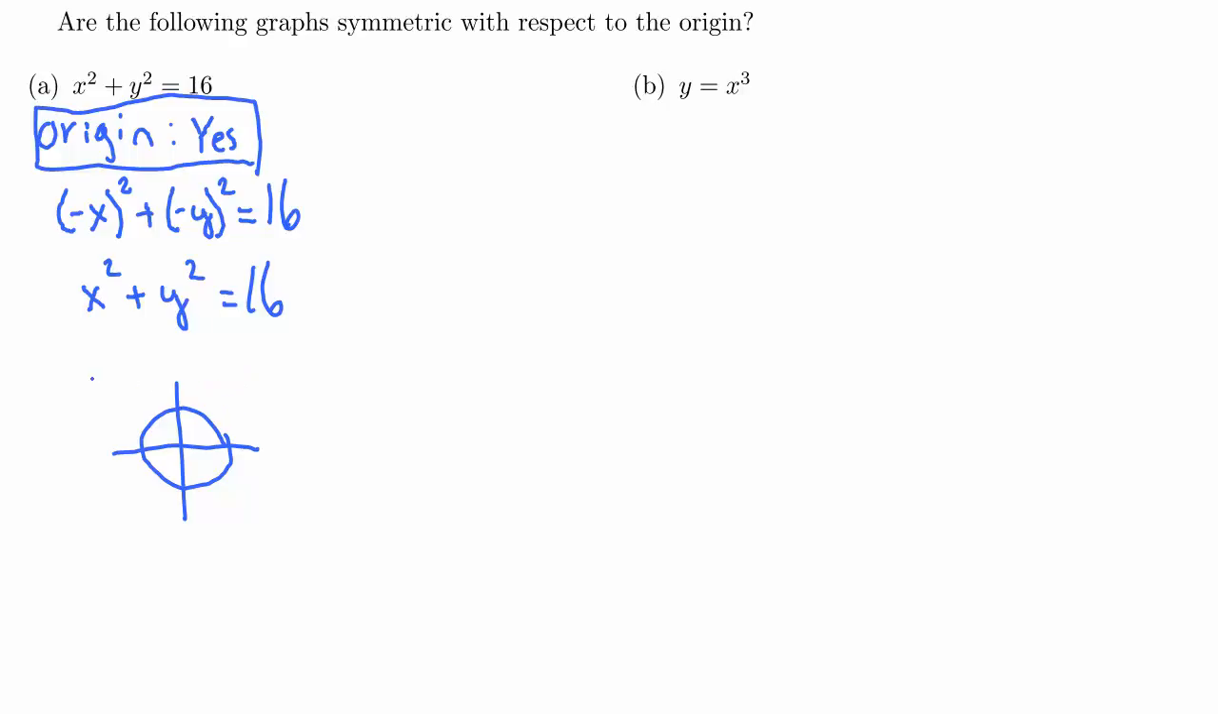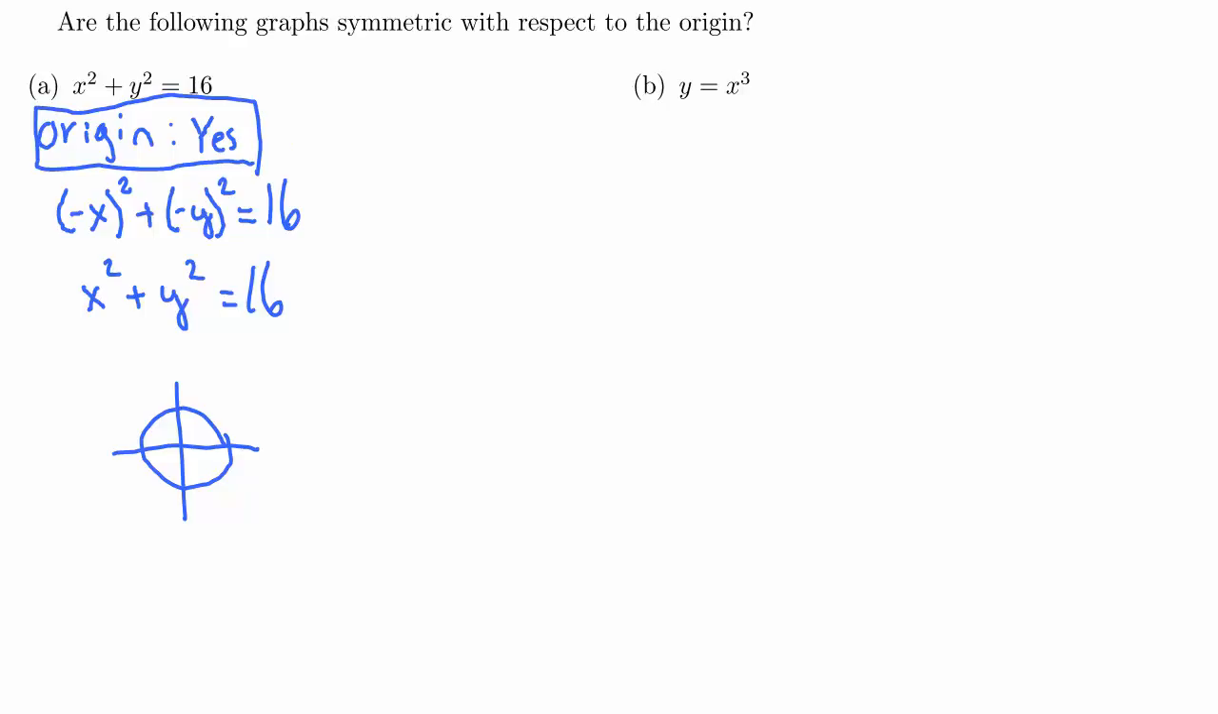Or another thing you can think of is taking this entire function, flipping it upside down, and asking, does it look the same? Yes, it does here, and that's another way of seeing that this is origin symmetry.